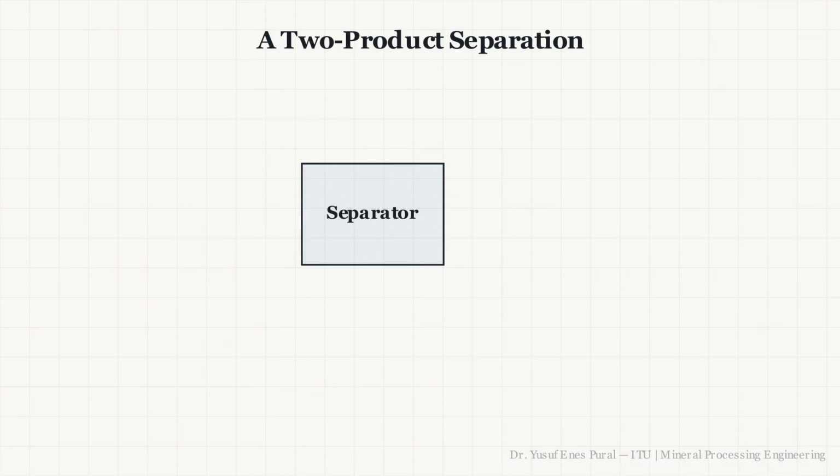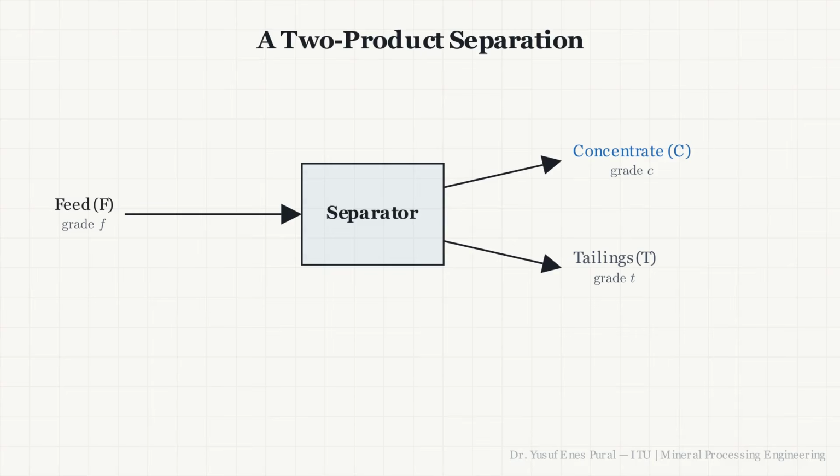Now picture a simple separator. One feed comes in and it splits into two products, a concentrate and a tailings. Watch the grains. The feed is a mix, valuable mineral in blue, gangue in gray. The separator sends most of the valuable mineral to the concentrate and most of the gangue to the tailings. It's never perfect. A little of each ends up on the wrong side.